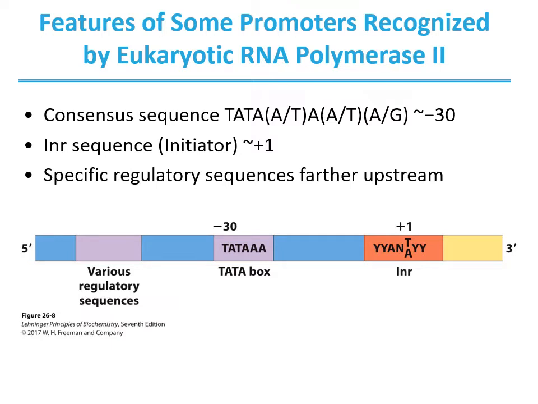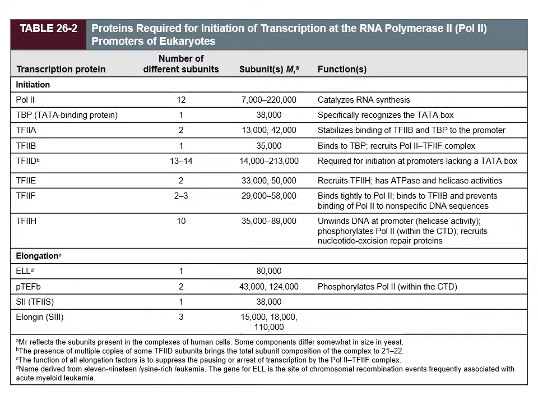This process involves many highly conserved transcription factors. RNA polymerase II is a well-studied system. It has 12 subunits, and some of the subunits have structural homology to bacterial RNA polymerases, suggesting that they share a common ancestor. Proteins required for initiation of transcription at the RNA polymerase II promoters of eukaryotes.